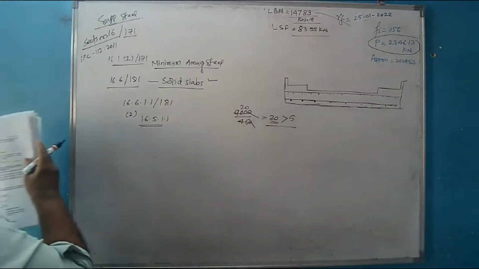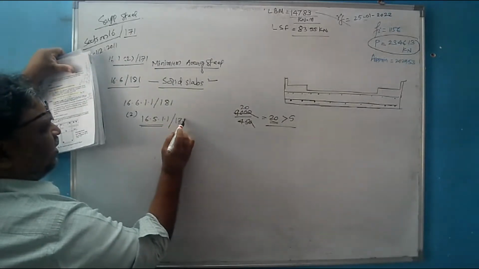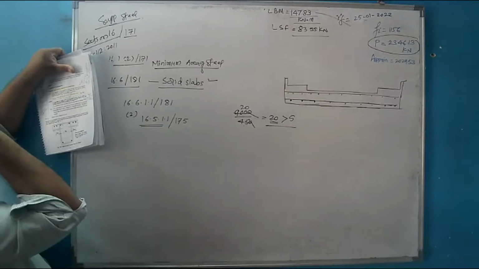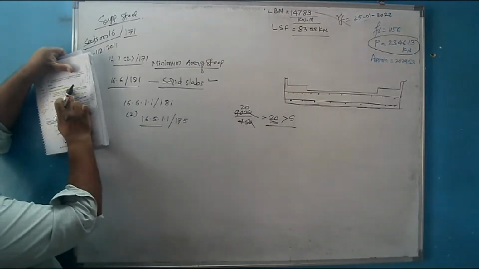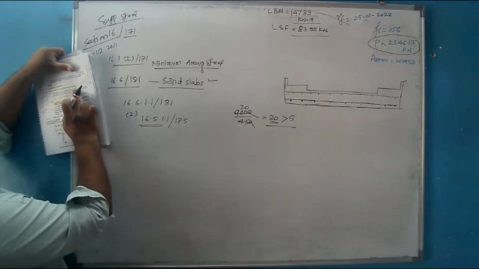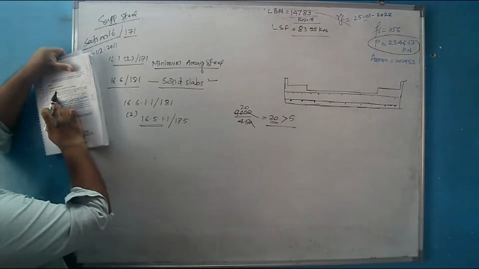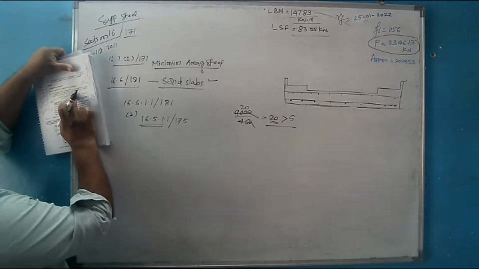16.5.1.1. कहां पर है ये अवेलेबल? It is available on page number 175. Minimum and maximum reinforcement percentage. The effective cross-sectional area of the longitudinal tensile reinforcement should be not less than that required to control the cracking. Section 12, not less than As minimum where.